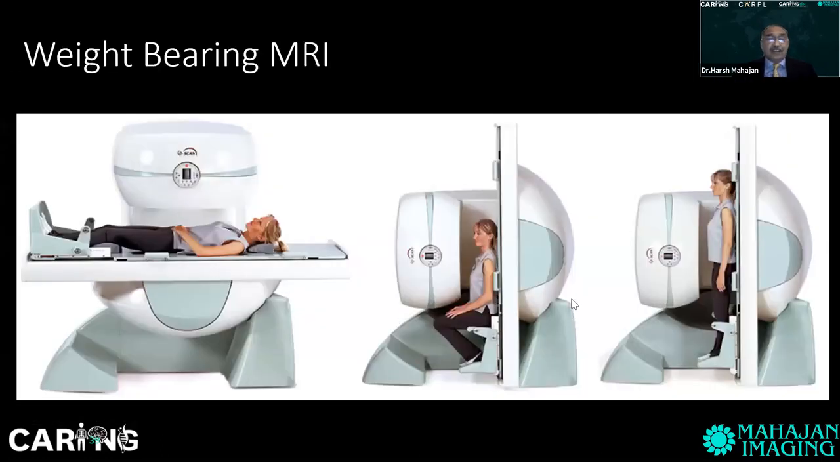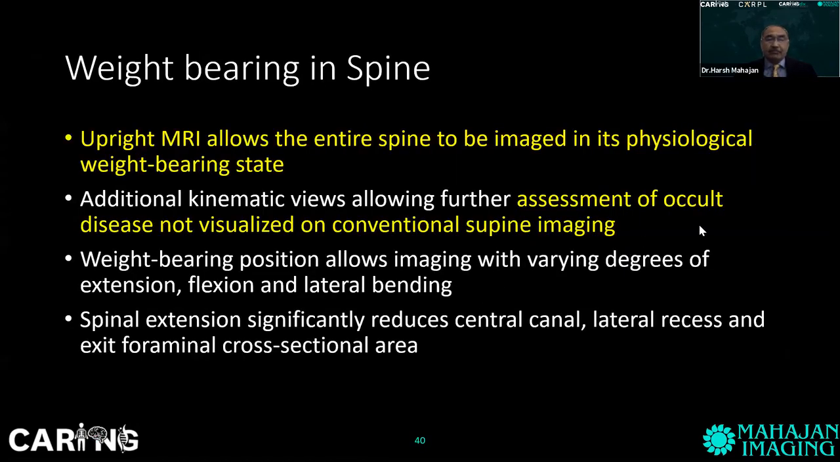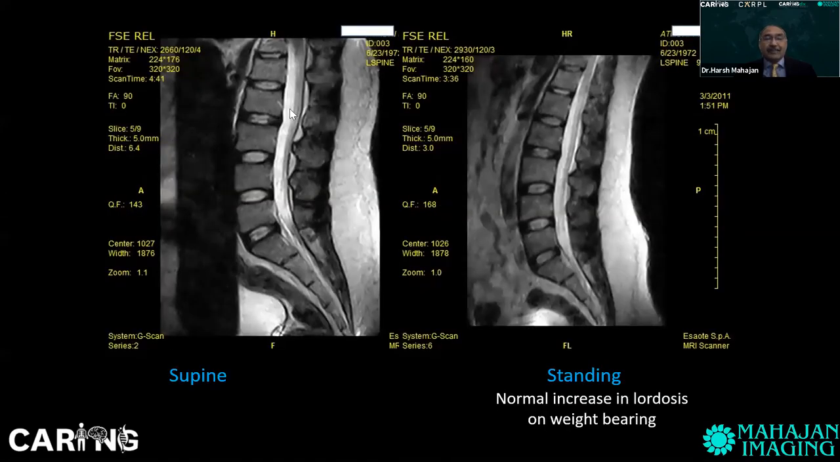Weight-bearing MRI, and you can do it in the supine or the erect position at any degree of making it erect. And upright MRI allows the entire spine to be imaged in its physiological weight-bearing state. An assessment of occult disease not visualized on conventional supine imaging is possible. This is a normal case where you see that there is increase in lordosis on weight-bearing. This is normally seen. We know this from X-rays.